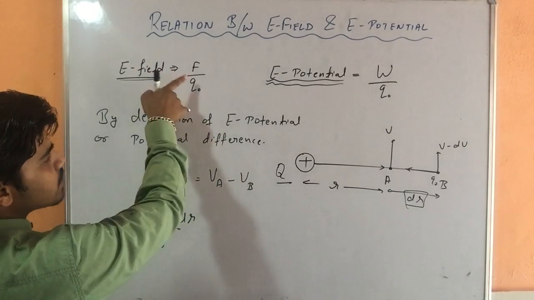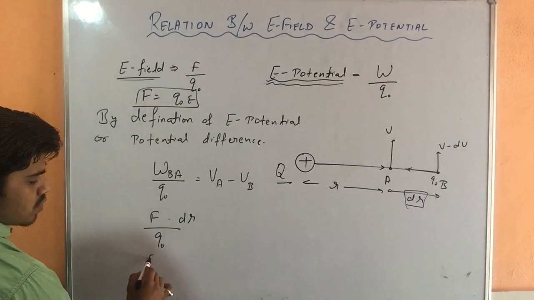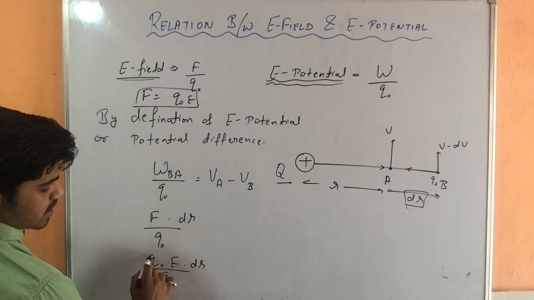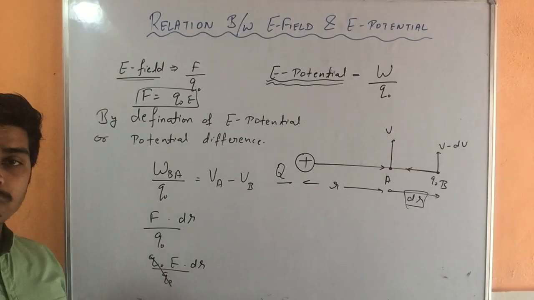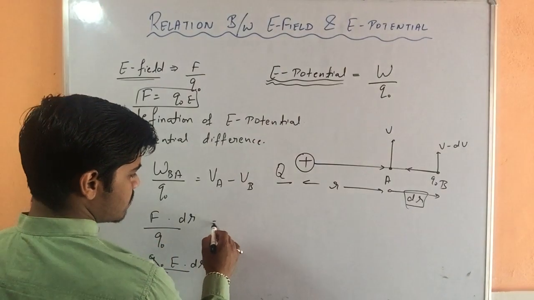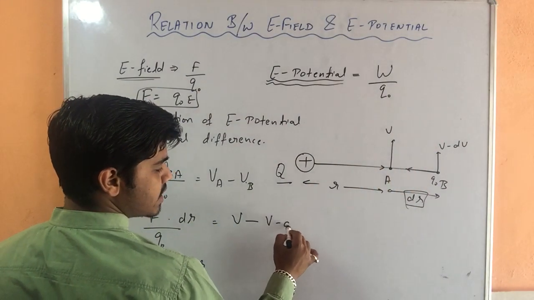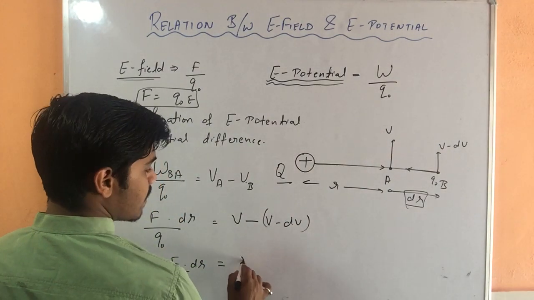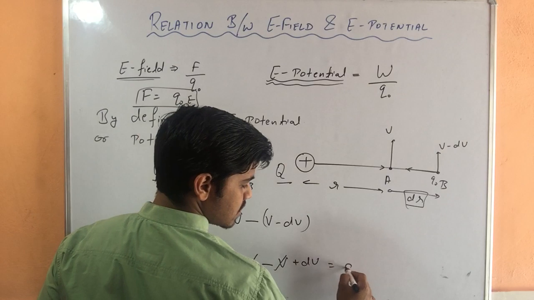Work done in terms of electric field is equal to Q naught into E, so change the F to Q naught into E dot dr. Q naught cancel each other. Now after removing the dot product, we have to place a cos theta. On the right side, the potential at A is V and the potential at B is V minus dV. V minus V plus dV, cancel each other, is equal to dV.